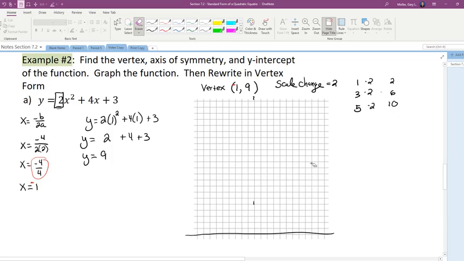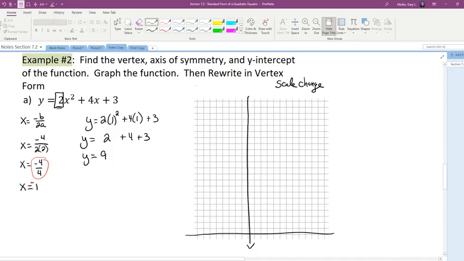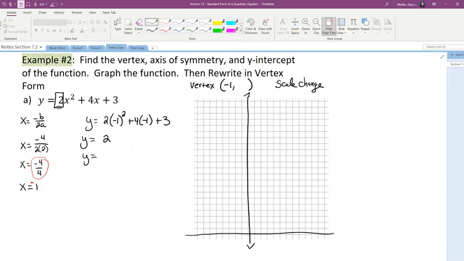So I could edit the video, but I am going to keep it because I want you to see that these things happen to the best of us. So let's fix our graph. Since my vertex was wrong, my x-coordinate, that means my y-coordinate was wrong as well. So I need to now plug in -1 and do this correctly. 2 times -1 squared plus 4 times -1 plus 3. -1 squared is +1, so I get 2 times 1 minus 4. That's where we're going to have our big change. I get -2 plus 3.